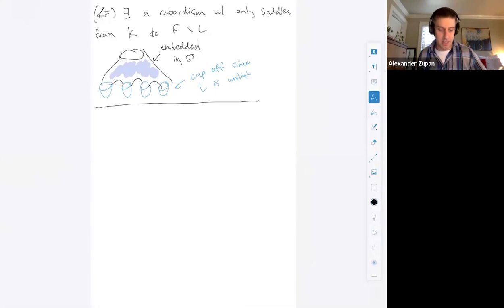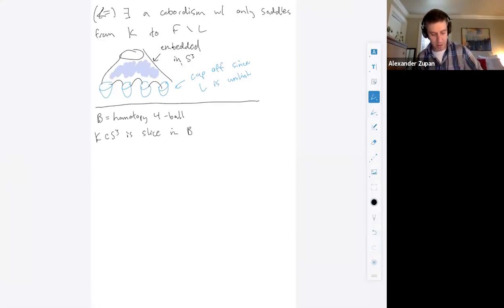All right, how about slice knots? I won't say this a bunch, I'm just going to use B for a homotopy 4-ball. And K in S3 is slice in some homotopy 4-ball B if there exists a disk D properly embedded in B such that K is the boundary of D.